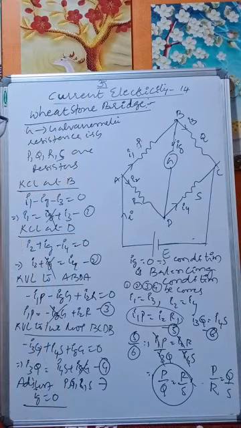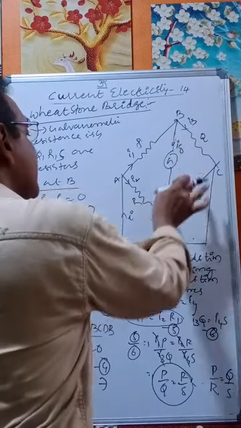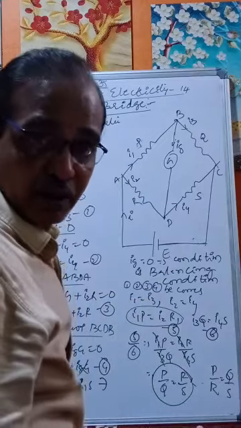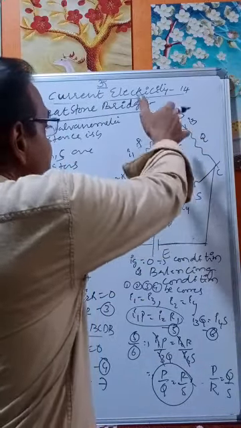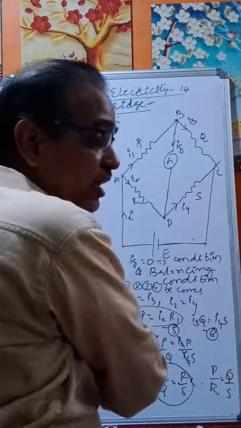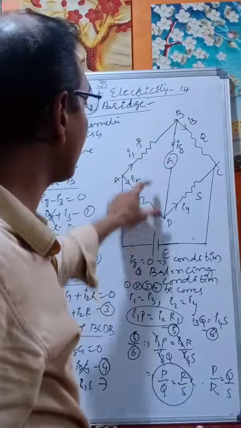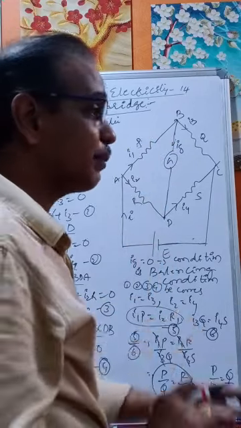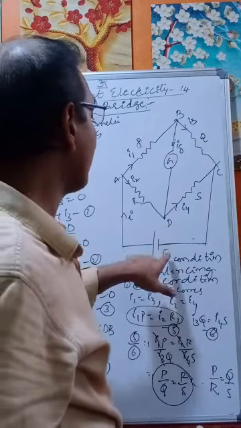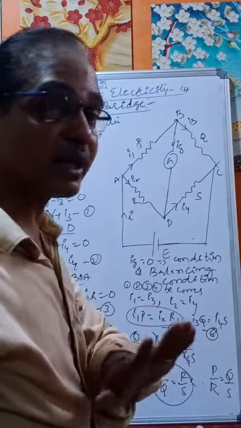Now, what are the conditions? What are the important inferences from this? If you interchange the galvanometer and the battery, putting the battery here and the galvanometer here, it makes no difference. The balancing condition does not change. And also the balancing condition does not depend on the magnitude of the EMF. Whatever the EMF here, the balancing condition does not change.